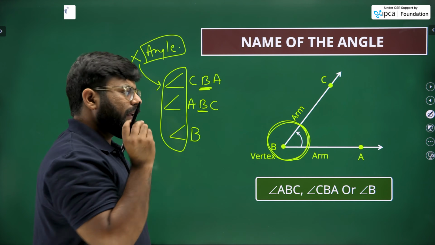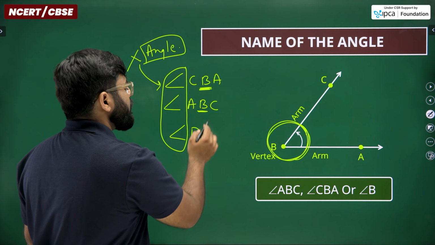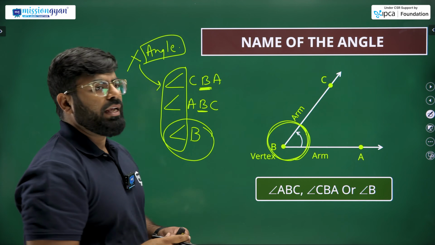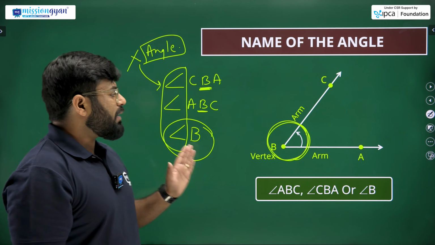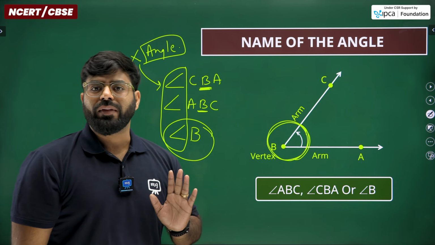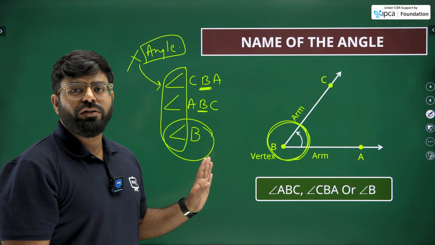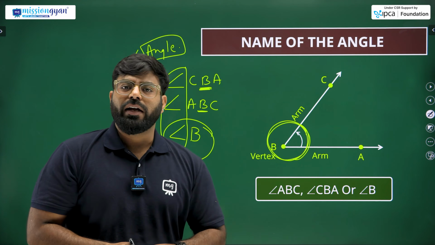Is that clear? And if not using the three letters, then you can use a single letter. In this, you don't have to see anything. You can directly write the name of the angle. Is that clear? I hope it is understood. If yes, then let's figure out some questions.